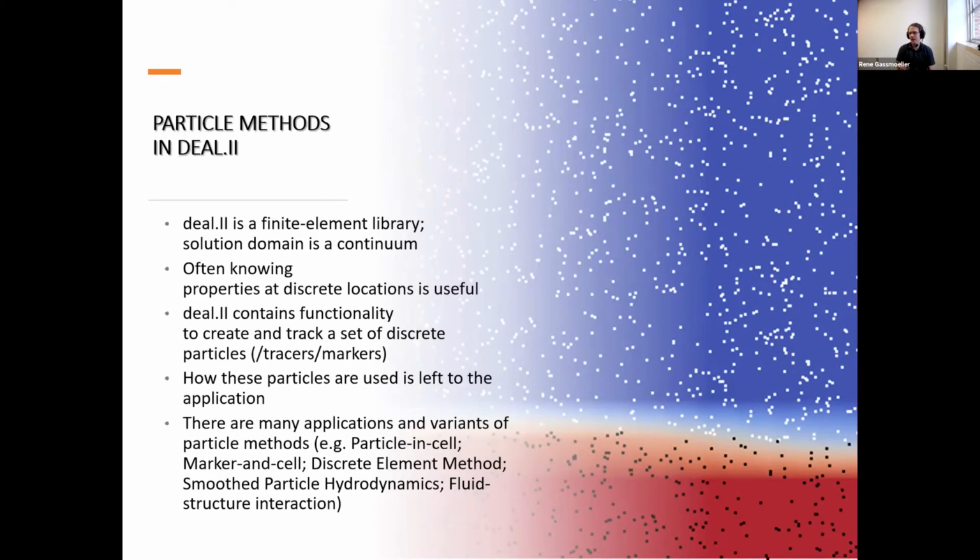But how these particles are actually used in your application is up to you. The library doesn't make any assumptions on how the particles are used. There are many different applications, as you will see, and different methods that use particles in some form. For example, the particle and cell method, and the variant marker and cell method. There's the discrete element method, smooth particle hydrodynamics, fluid structure interaction. All of these things use particles in some form. The particle infrastructure in deal.II tries to provide you some support to use these methods if you want to.